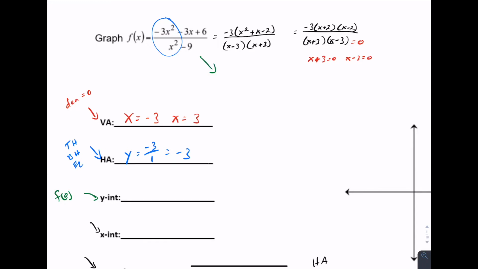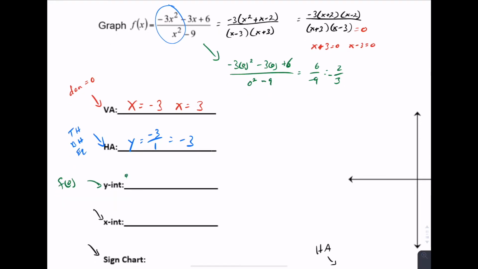Okay, so for your y-intercept, we have negative 3 times 0 squared minus 3 times 0 plus 6 all over 0 squared minus 9. So that's going to just be 6 over negative 9, which gives us negative 2/3. So the point, and remember this is a point, this would be (0, negative 2/3). So that's a point. Okay.